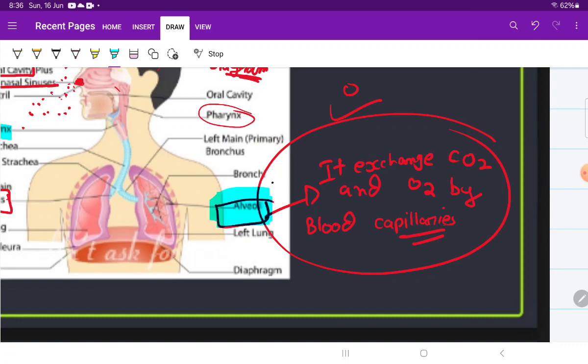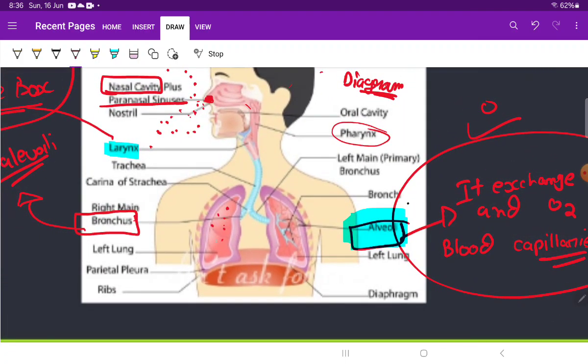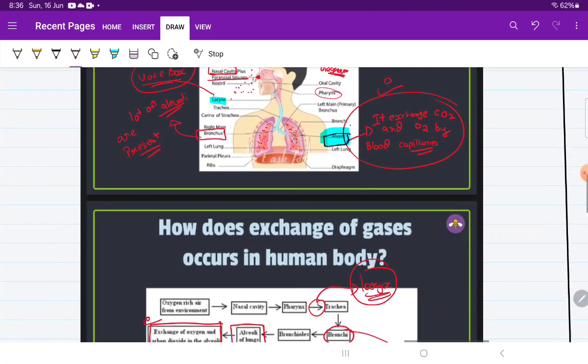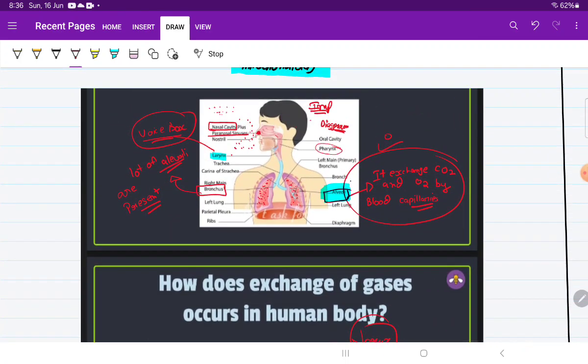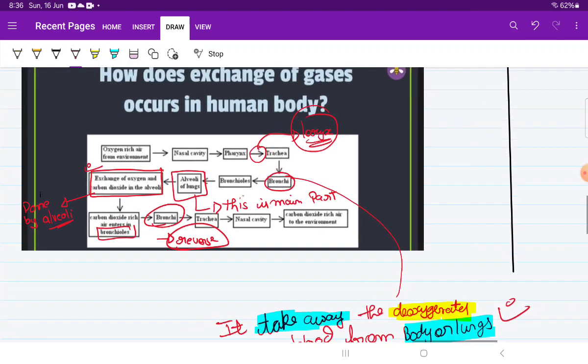You can see two alveoli. I am noting that there are lots of alveoli. This is the functional unit of our lungs. There are lots of alveoli present in our lungs, and they do the exchange of blood gases. CO2 blood is out and the oxygenated blood is in, through which we get the oxygenated blood.